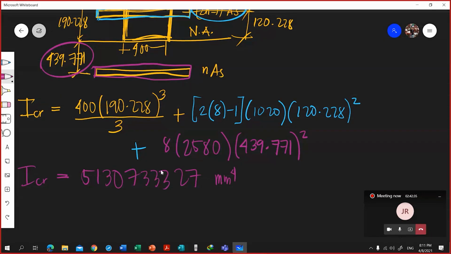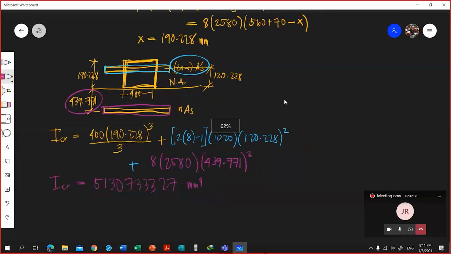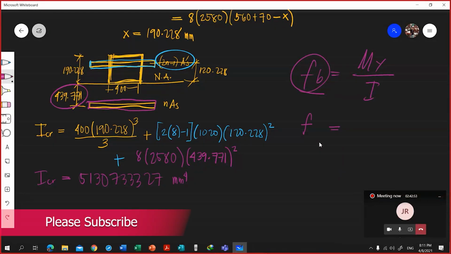Now that we have ICR, our next step is to compute the flexural stresses from the formula fb equals My over I. We will compute the flexural stresses, starting with the flexural stress in the concrete.